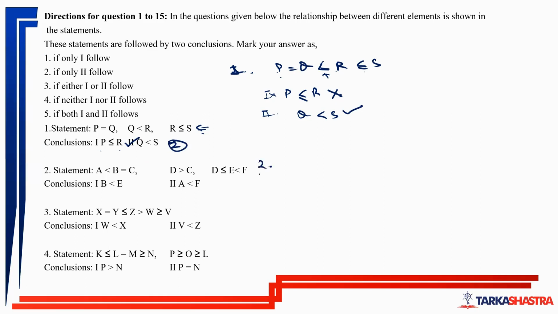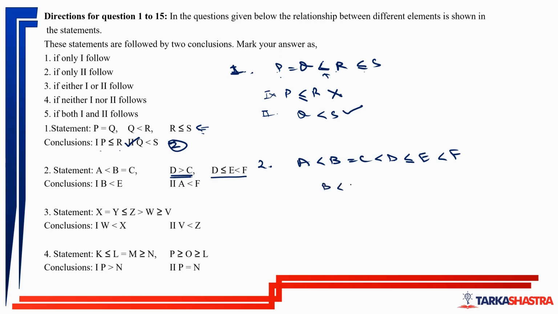Second question. A is less than B is equal to C. Now D is greater than C. See how I write it. D is greater than C. I have written it in that same manner. What I am trying to do, I am trying to make one single statement. Then D is less than equal to E and E is less than F. है ना? Making one single statement may not be possible every time. But जहाँ कहीं पे भी possible है, make sure that you make one single statement. And then it becomes very easy to check the conclusions.